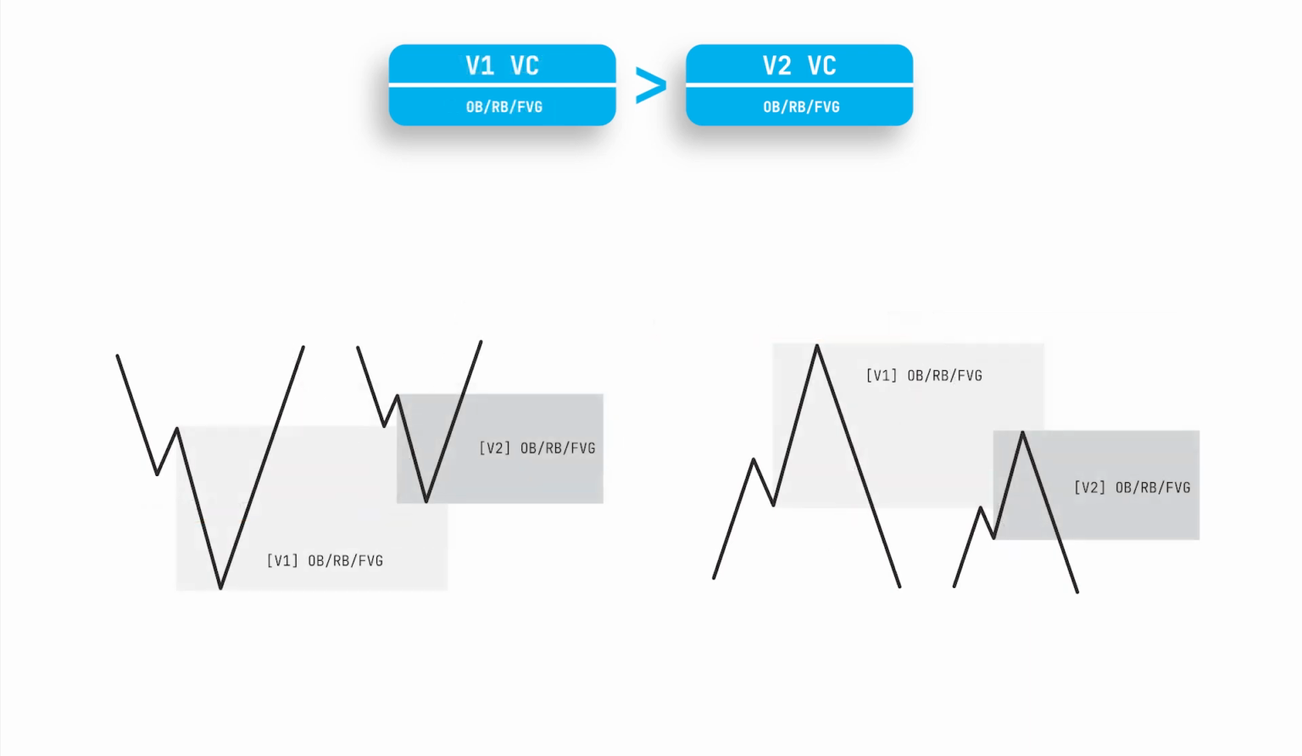Logical element number 2, V1 volume confirmation greater than V2 volume confirmation. Here, the first variable forms an area of order block, rejection block, or fair value gap. Then the price tests this area and forms another area of order block, rejection block, or fair value gap on a lower step in our timeframe system. For example, a 1-day volume confirmation and a 4-hour volume confirmation. As in the previous example, this logical element confirms the volume in the market. These are the logical elements in the volume confirmation group.